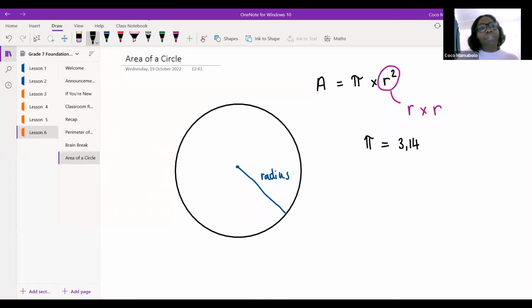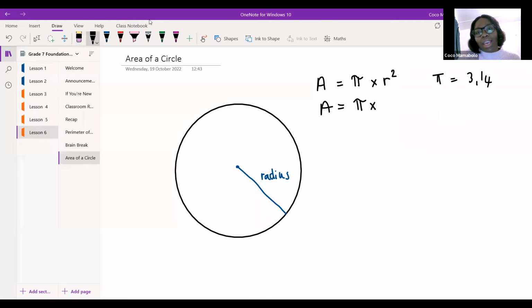So when I calculate for the area, if I don't have that fancy calculator with the squared on it, what I can do is type this. I'm going to type my pi over here. Pi is equal to 3,14. I can say that the area is equal to pi times the radius times the radius. So we're going to times the radius 2 times. Let's say for instance, now I tell you guys that my radius is 6 centimeters.